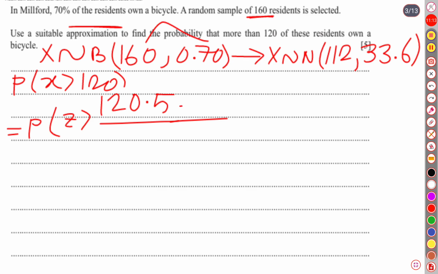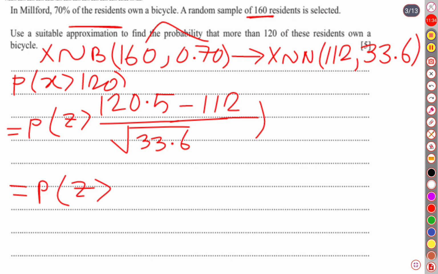Minus our mu, which is 112, over... you know how to standardize the score. It is the square root of the variance, because the standard deviation is the square root of the variance, 33.6. Now if we use our calculator, it is going to be Z greater than 1.466. Well, now we will find the corresponding probability of this z score.